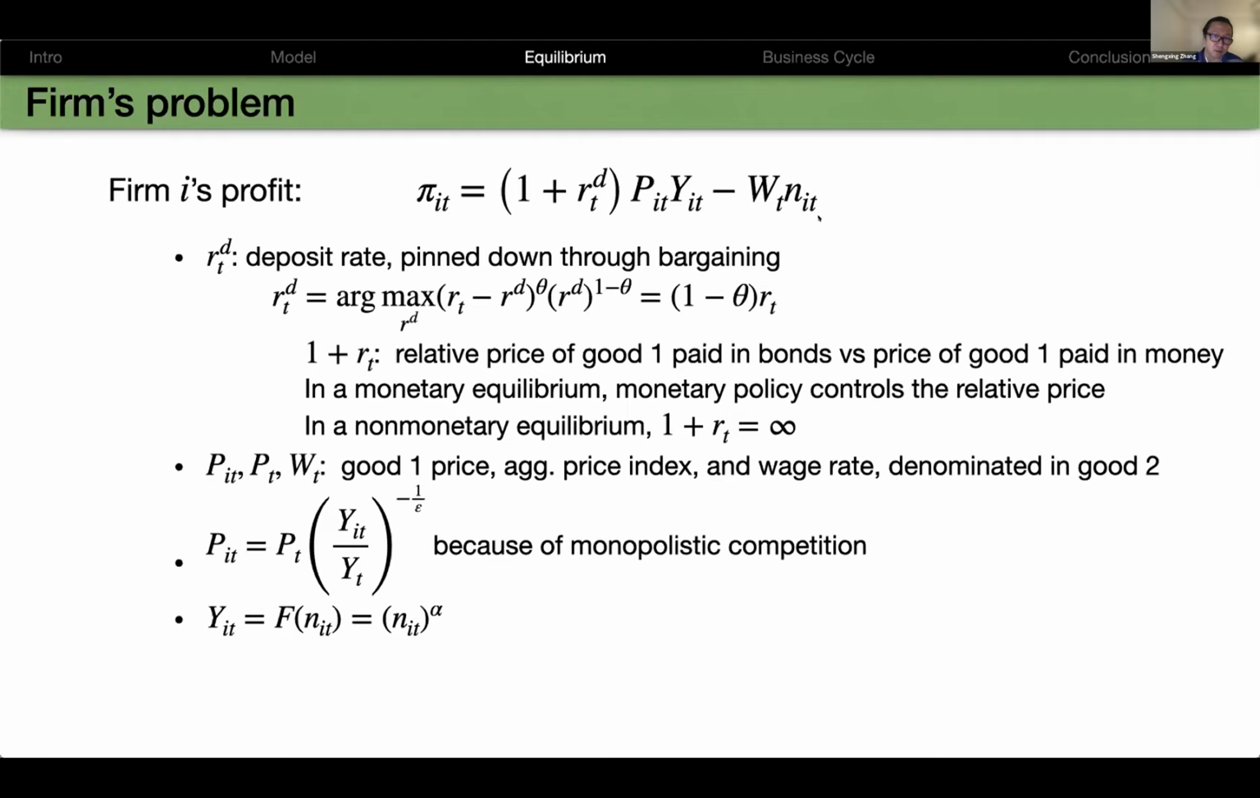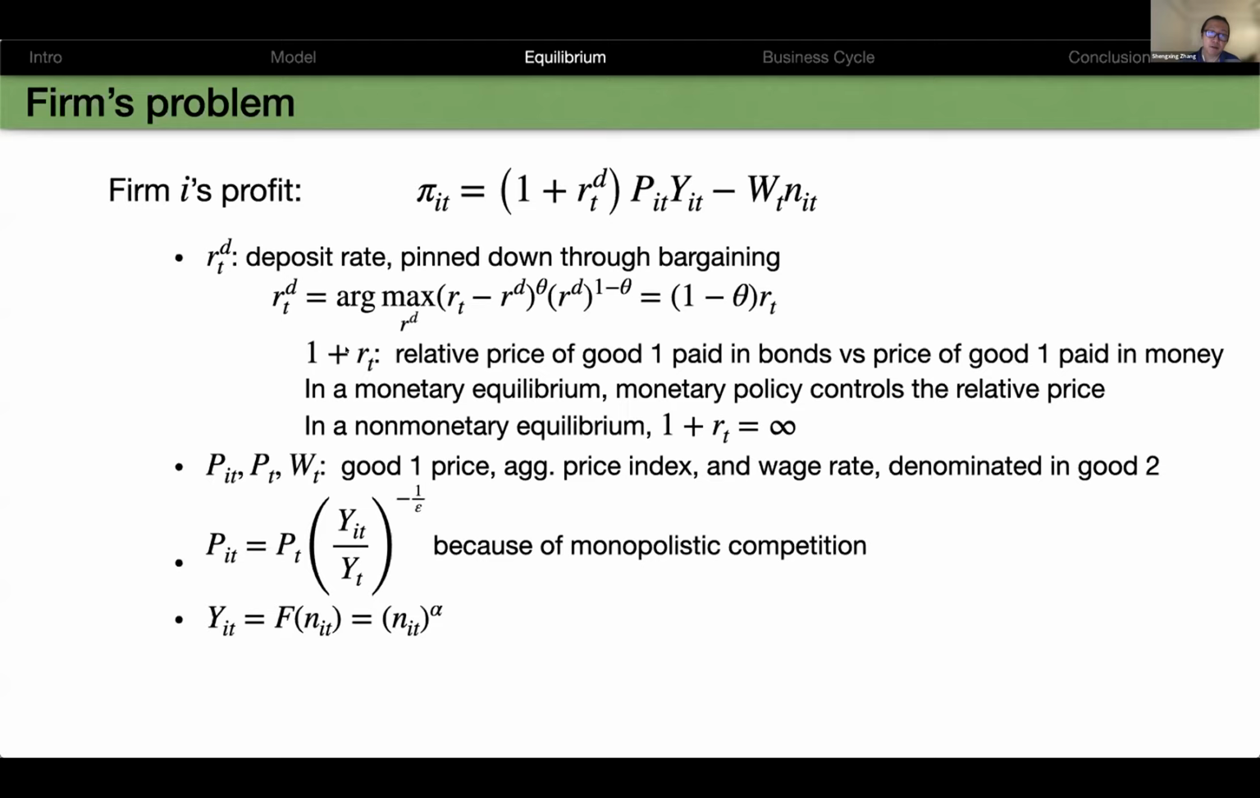Now the deposit rate is pinned down through Nash bargaining. The bargaining power of the bank is theta. So if the interbank rate is RT, the gain from trade from a unit of deposit for the bank is R minus RD, and the gain from trade for the firm is RD. Now, how monetary policy affects the firm, and how that depends on the friction in the market, already shows up here. Monetary policy affects the relative price between bond and money, 1/RT, one plus RT. Then the deposit rate is equal to one minus theta, the bargaining power of the depositor or the firm, times RT. So you can see that the difference between RT and the deposit rate will depend on the market power of the depositor. It also depends on the monetary policy rate, RT.